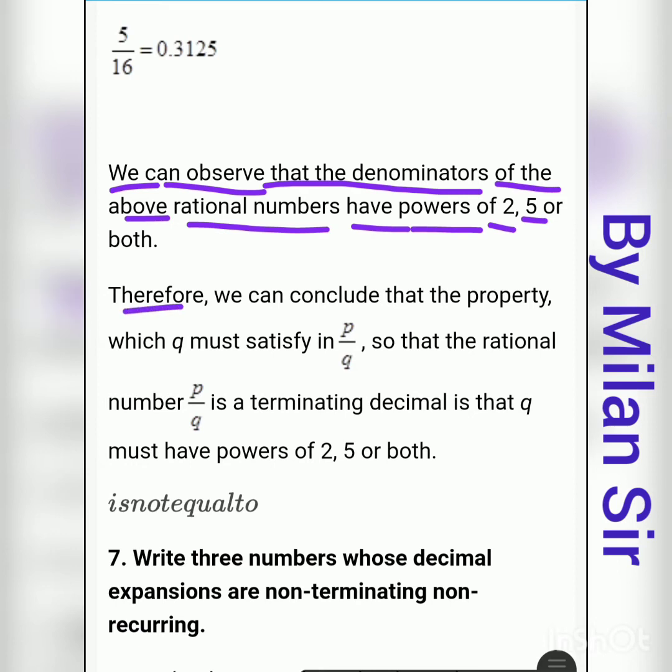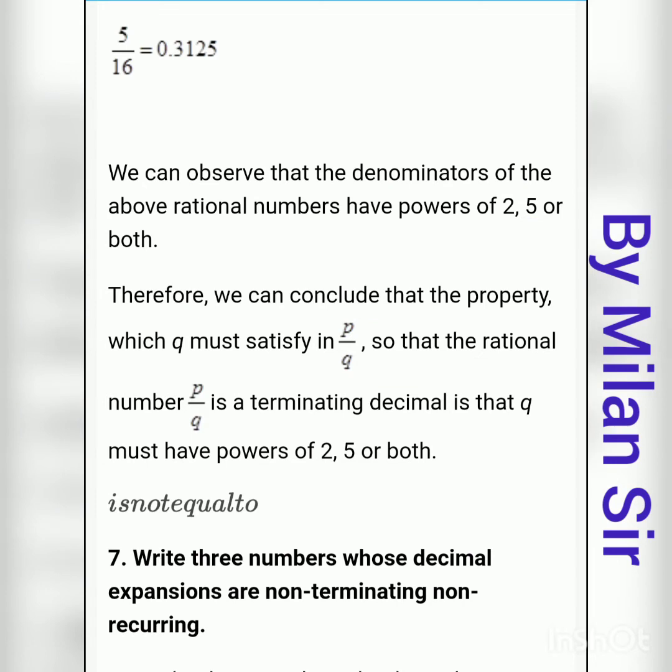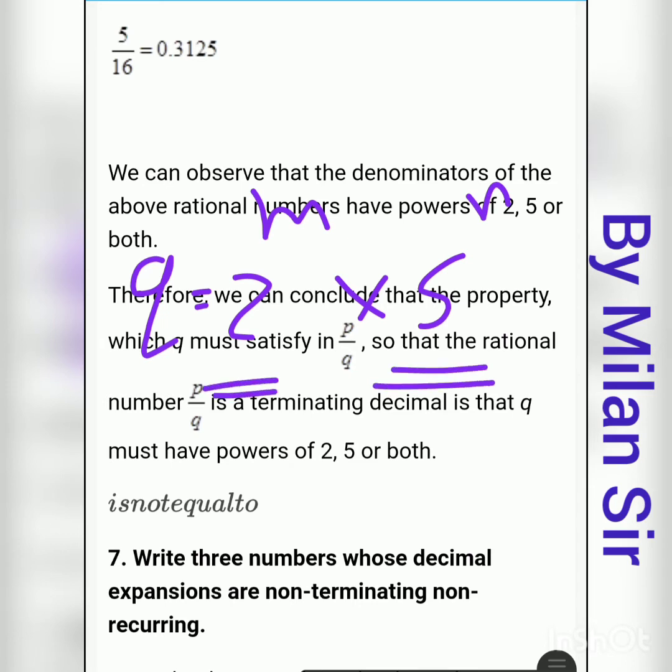Okay, therefore we can conclude that the property which q must satisfy in p by q, so that the rational number p by q is a terminating decimal, is that q must have powers of 2, 5, or both. That means q is in the form of 2 raised to m and 5 raised to n. Only 2 and 5 are there.